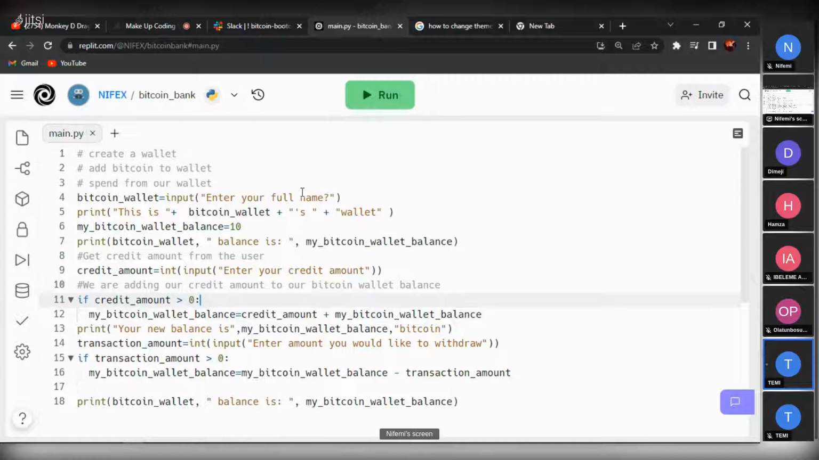Number 12, what I understand is that that's the statement given: my Bitcoin wallet balance equals credit amount plus my Bitcoin wallet balance. The solution to it is if condition colon statement. That means if credit amount is greater than 0, that is when my Bitcoin wallet balance equals credit amount plus my Bitcoin wallet balance. That's what they're trying to tell us. Thank you very much. Well said.